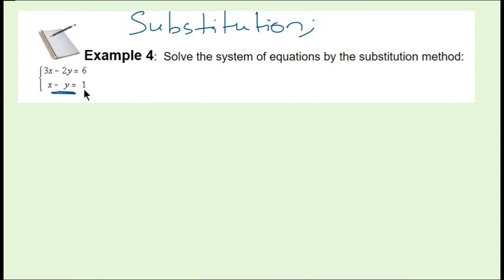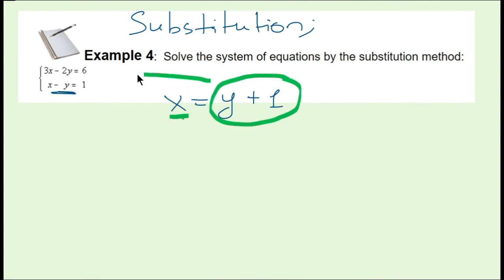So the first step should be to solve for one of those variables. Leave it alone. x is equal to, throw y to the other side, y plus 1. Now, we know what x is. x is equal to y plus 1. Take this y plus 1 and plug it here instead of x. So what we do is we write 3 times y plus 1 minus 2y is equal to 6.